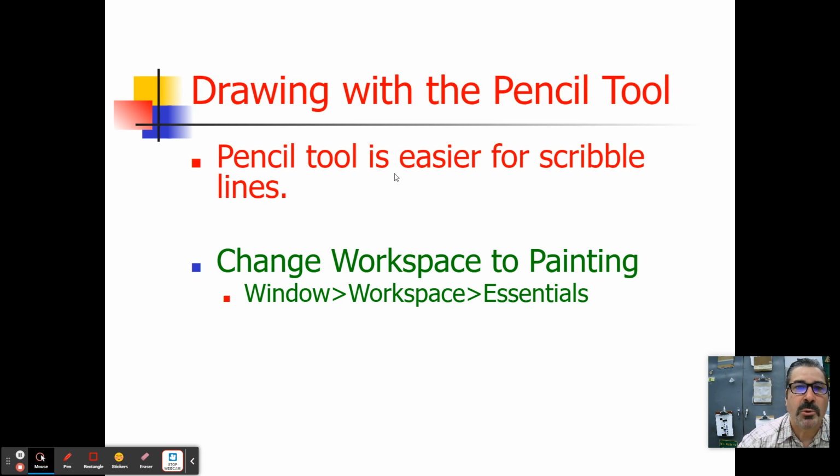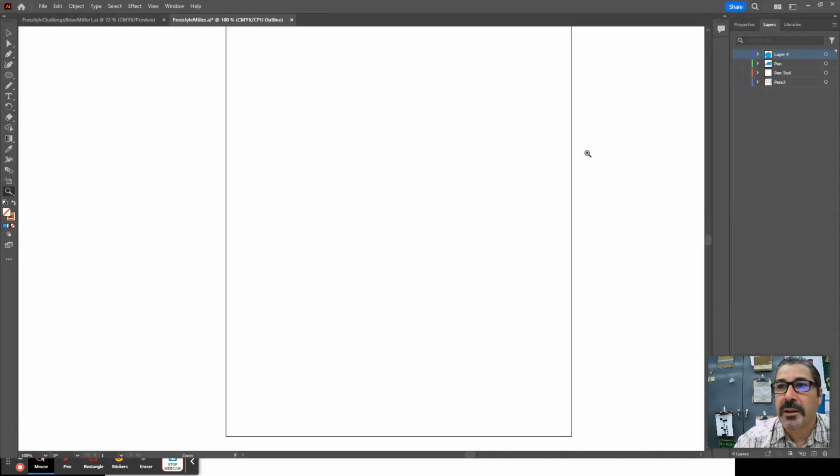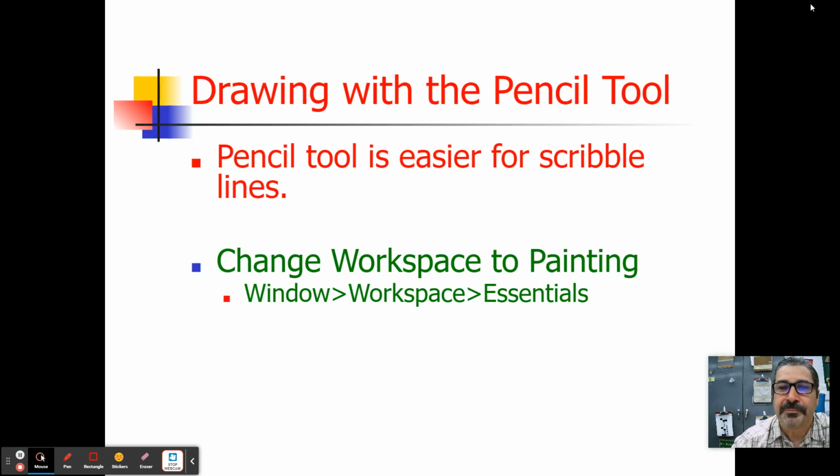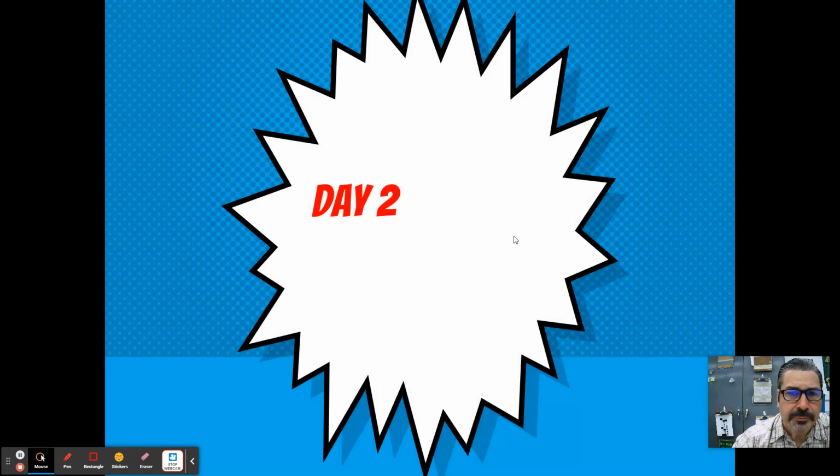Okay, so the pencil tool is easier for scribbling lines. We probably know this by now, but if you go to Illustrator and go to the pencil tool layer, oops, I locked it, I didn't turn it on. So you can go to the pencil tool and do these free form scribble lines. It's not super amazing, but it's easy. It can be amazing. It could be just what you need.